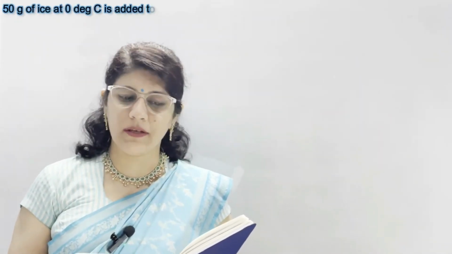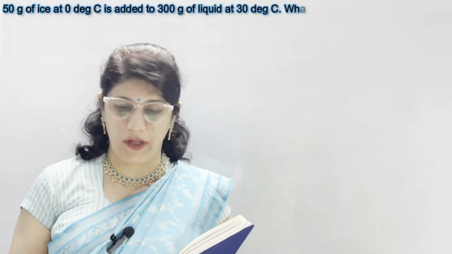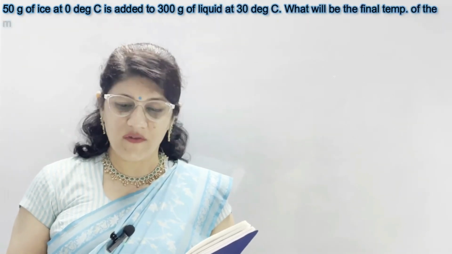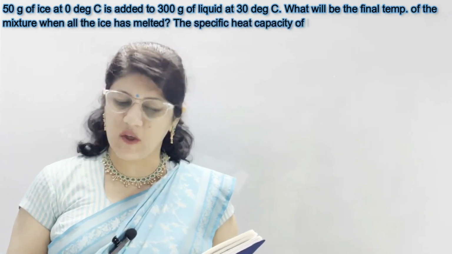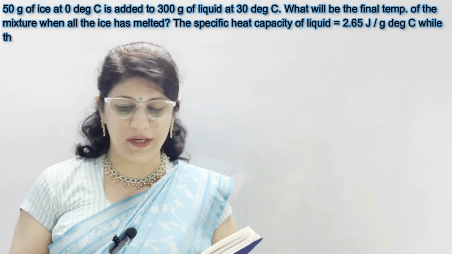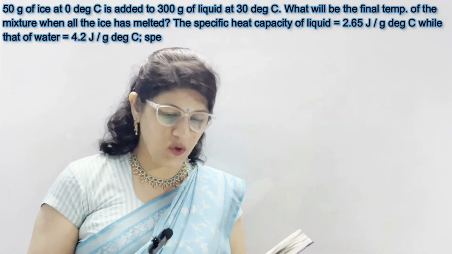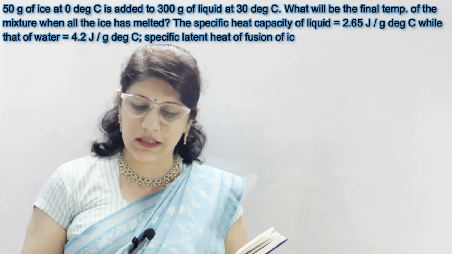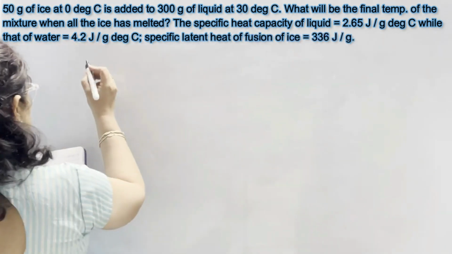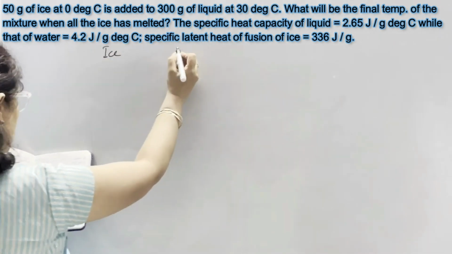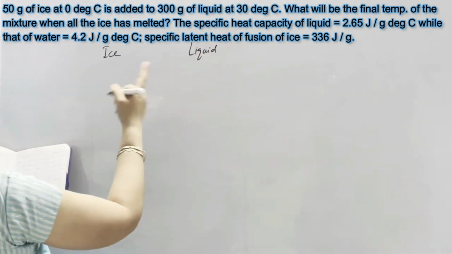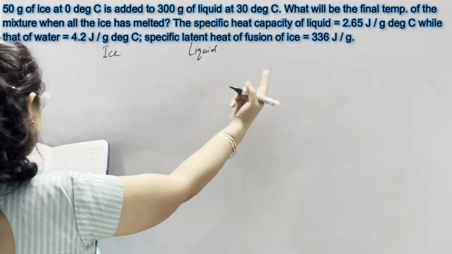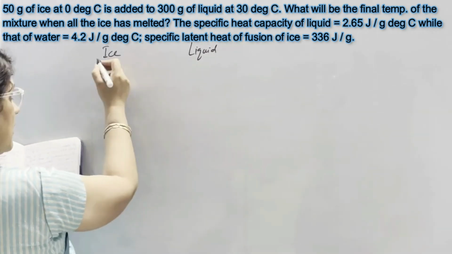In the next numerical, 50 gram of ice at 0 degrees Celsius is added to 300 gram of liquid at 30 degrees Celsius. What will be the final temperature of the mixture when all the ice has melted? The specific heat capacity of the liquid is given as 2.65 and of water is 4.2. We know the specific latent heat of fusion of ice is 336 joule per gram. So two columns we require in this question. One is of ice and another is of liquid. But the liquid is not water. They have not mentioned here that this liquid is water, because water is separate also. We are using water because ice is converted to water.